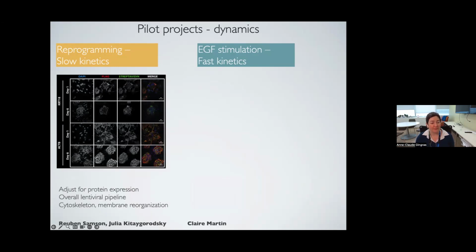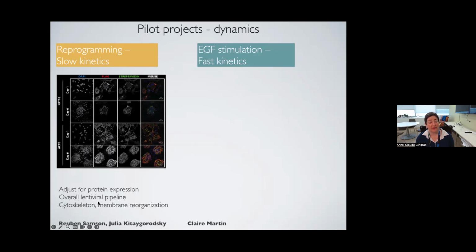So for example, reprogramming is so kinetic that we need to make sure that we will be adjusting for protein expression, because as cells reprogram, the entire proteome, in fact the transcriptome, but importantly the proteome, is changing. Really figuring out whether we have a change in the proximity biotinylation because the proteome has changed, or because something specific happened to change the organization of the proteome, is really important.